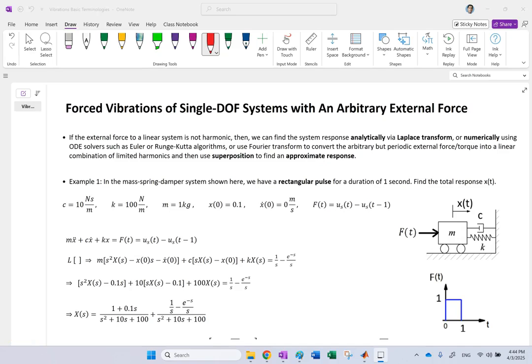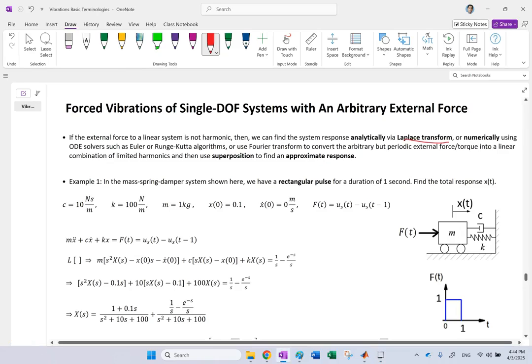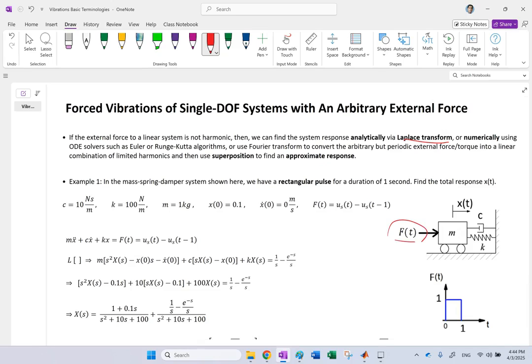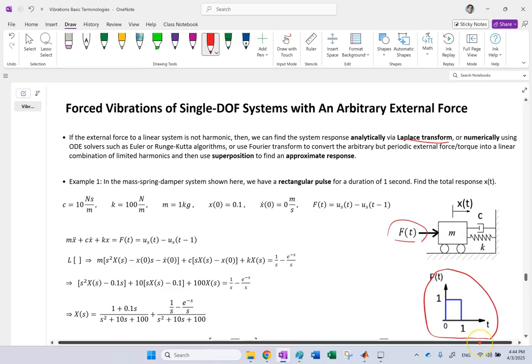Here, since we want an analytic solution, a full analytic solution, not approximate, we are going to use the Laplace transform. Let's say I have this mass spring damper system, and the input to the system is a pulse for 1 second with a magnitude of 1 Newton. That's all I do. It's like a short push with a constant force and then let go, correct?